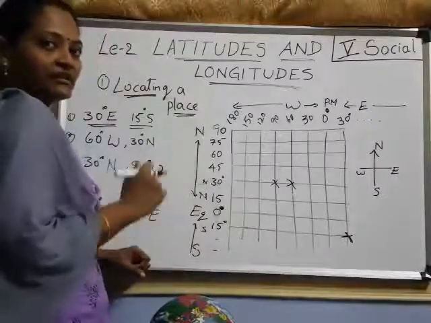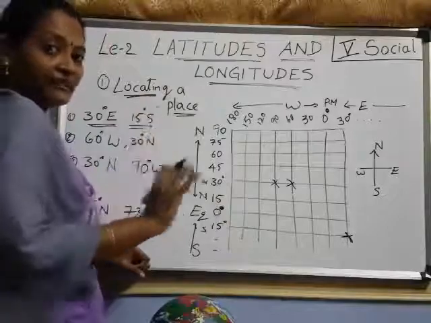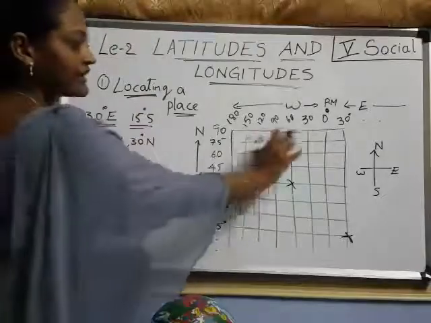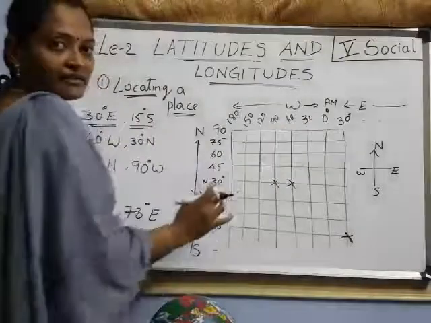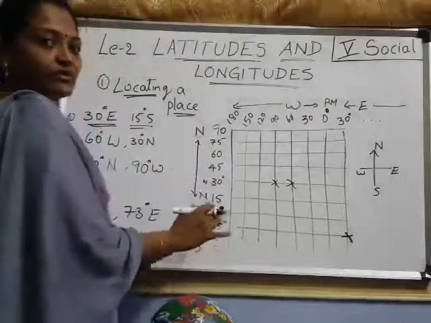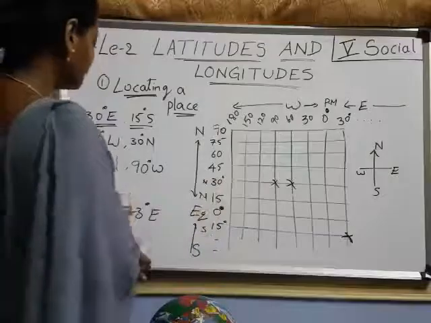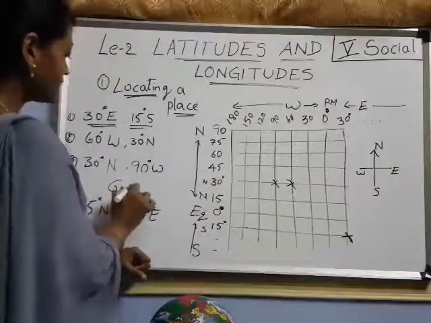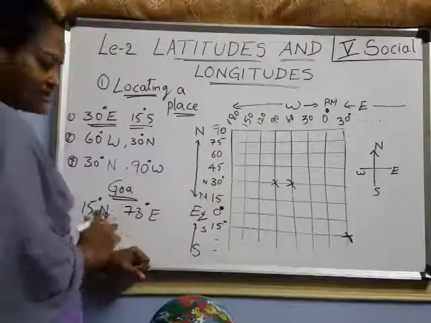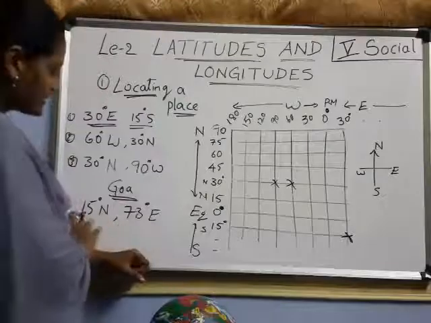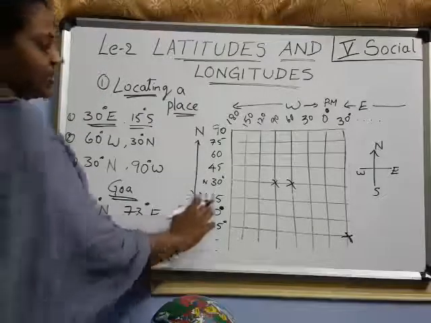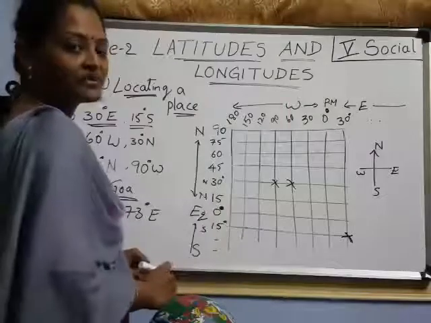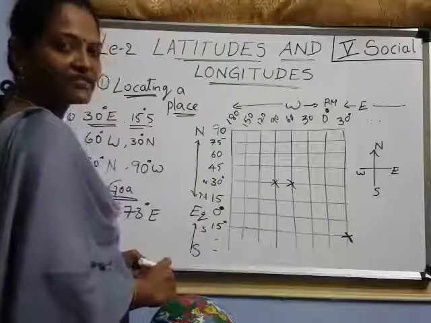Do this one on graph paper. Graph paper has lines like these, no? Now write it down like that, it is there in your textbook, and locate a place. The place is Goa. Goa has these degrees: 15 degrees north and 73 degrees east. Can you locate it, children? Yes, do this one at home, that is the exercise for you.